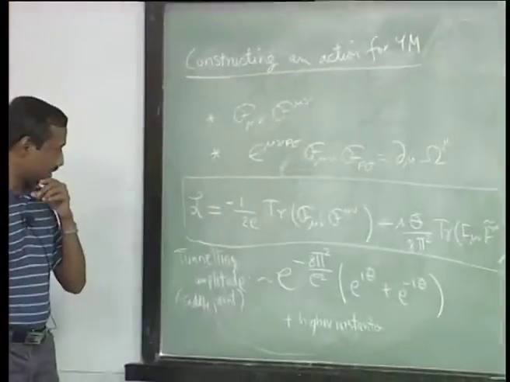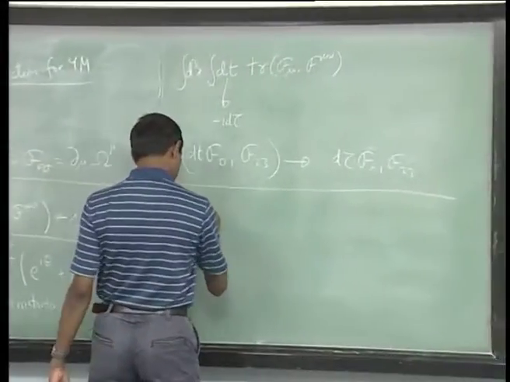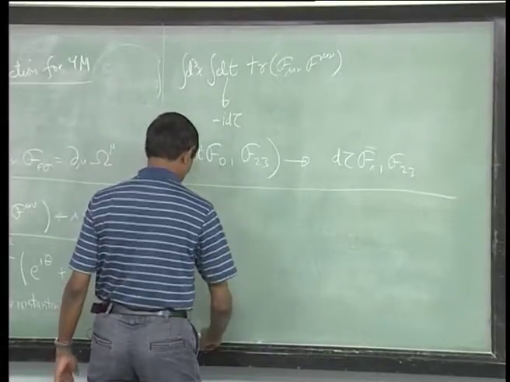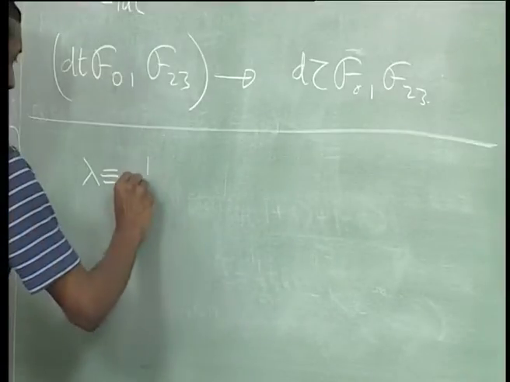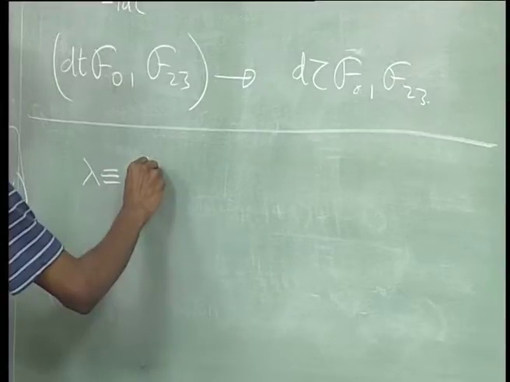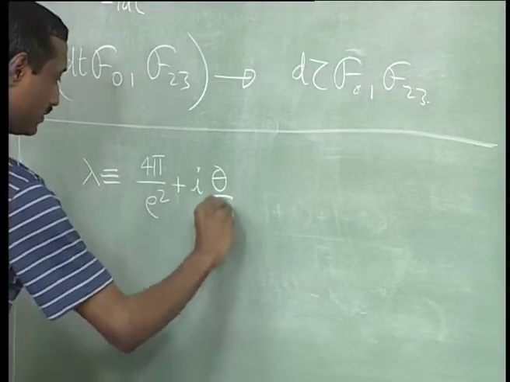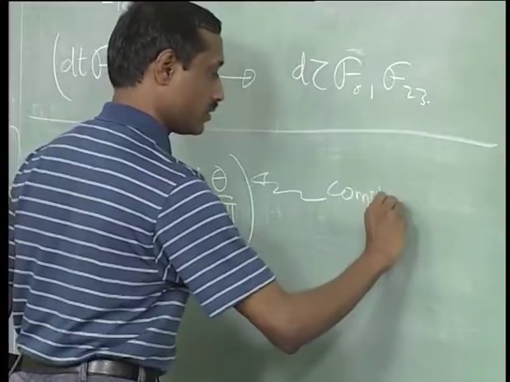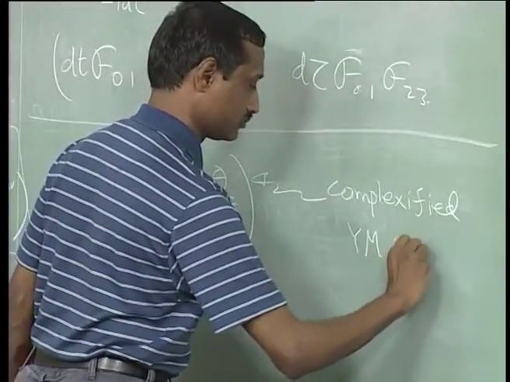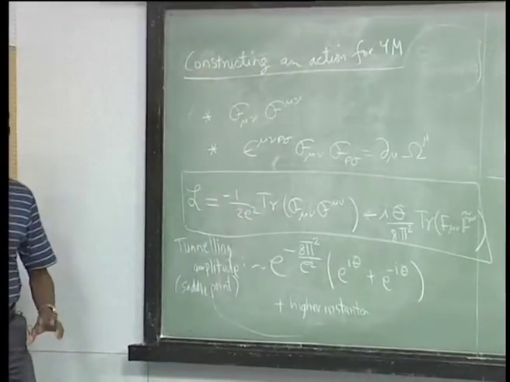But there is also a nice complexification it causes, so 1 upon 2e squared. You define lambda, normally called tau, to be 1 upon, sometimes it is written with 4 pi, 4 pi upon e squared plus i theta over 2 pi. You just define it this way, and this gives you a complexified coupling, and then this action can be written as the real part of a complexified F.